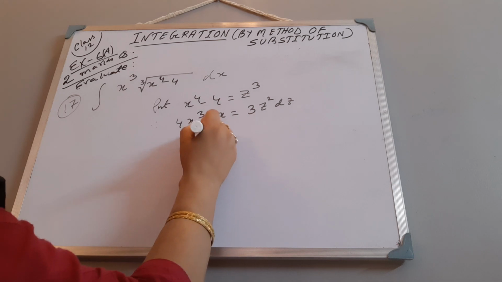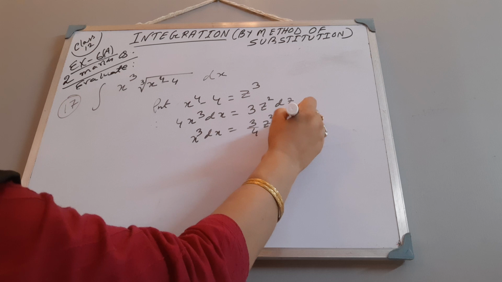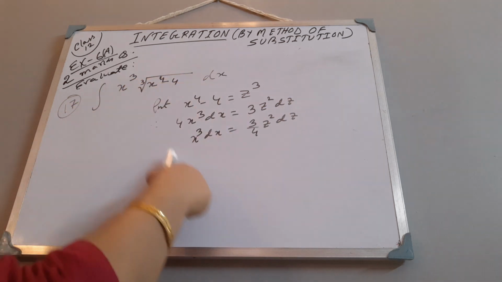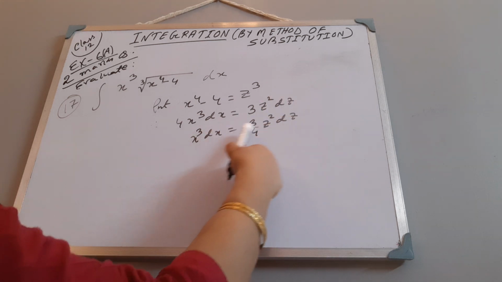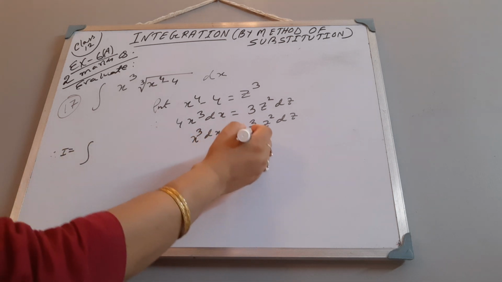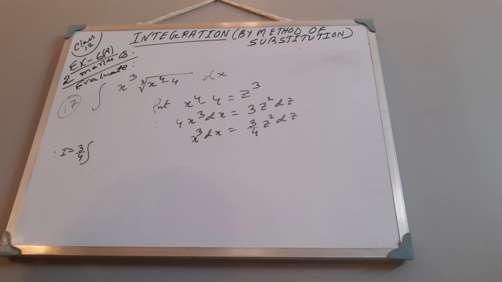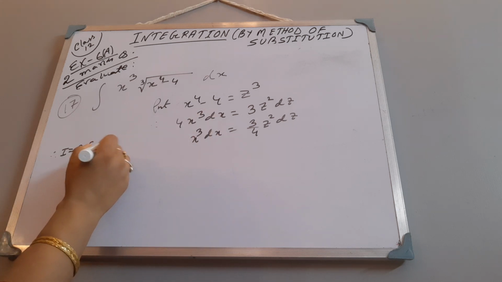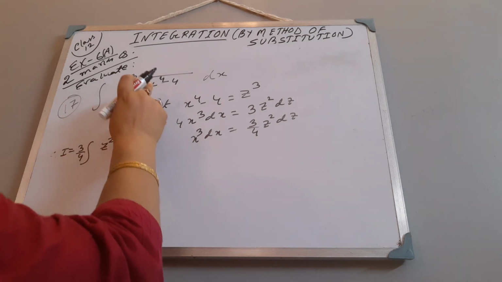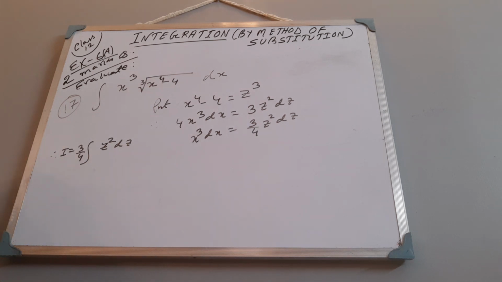Now x cube dx is equal to 3 by 4 z square dz. Got it? Instead of x cube dx, we will put only 3 by 4 z square dz. Therefore, I is equal to 3 by 4, a constant term, so take it outside the integral. For x cube dx we write only z square dz, and the cube root of x to the power 4 minus 4, which we have taken as z cube, will simply be z.